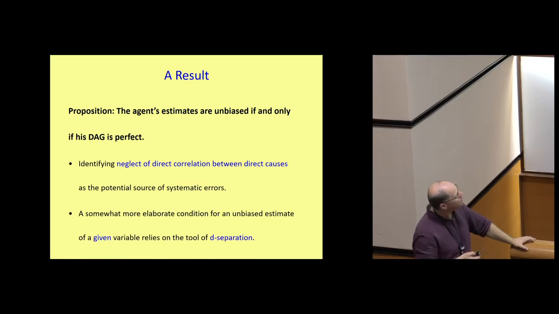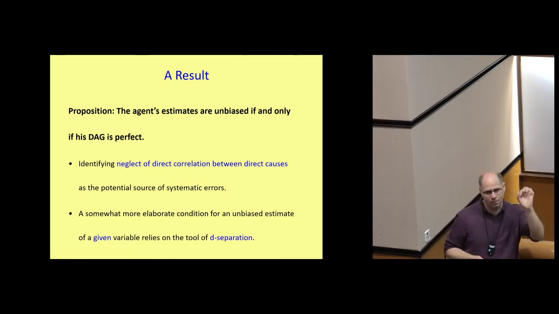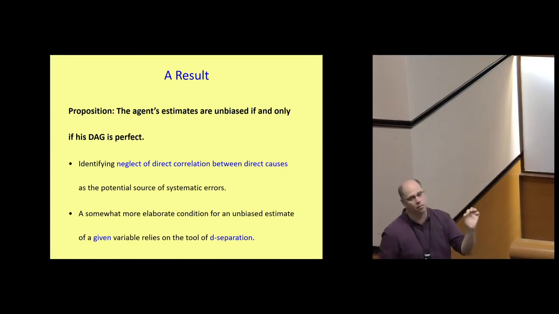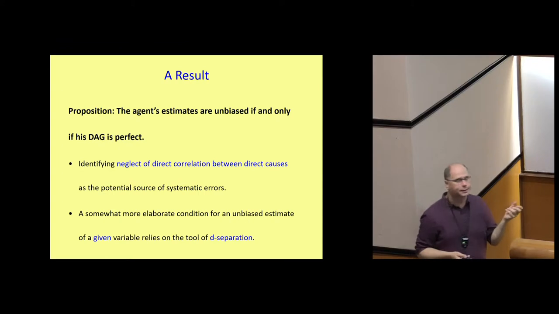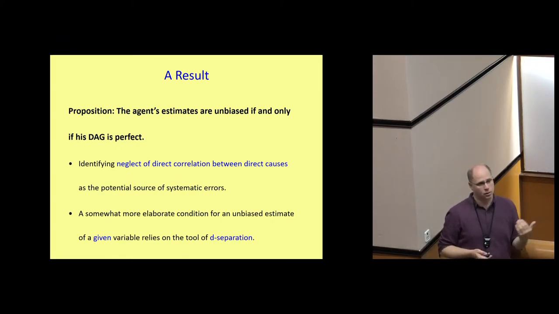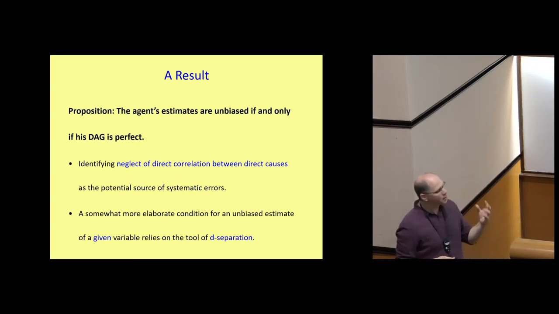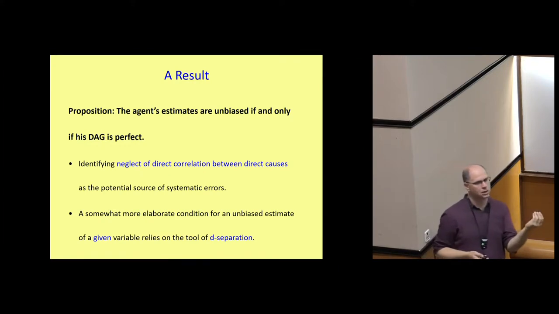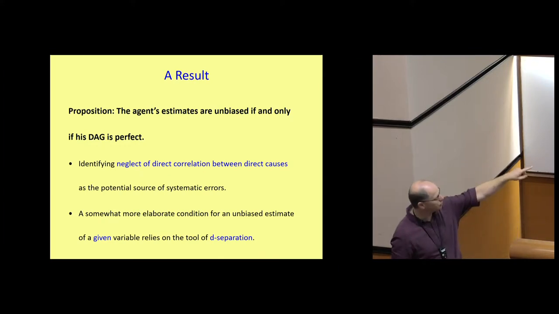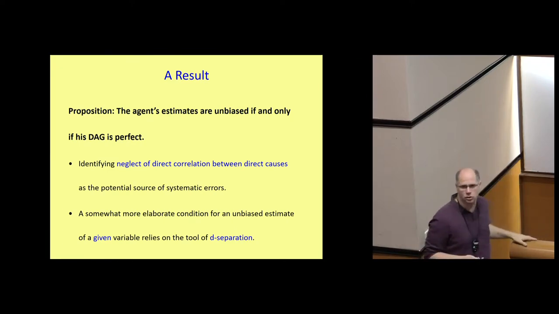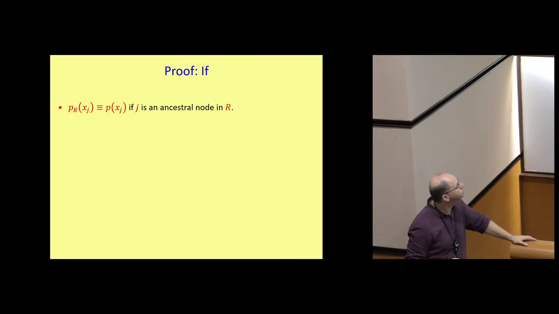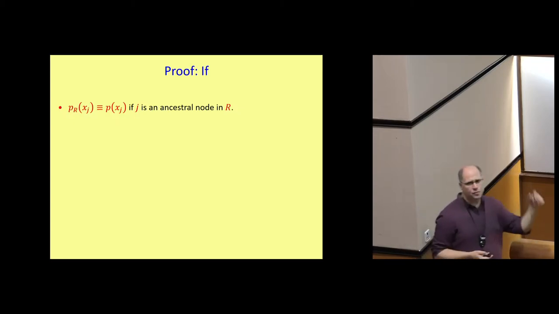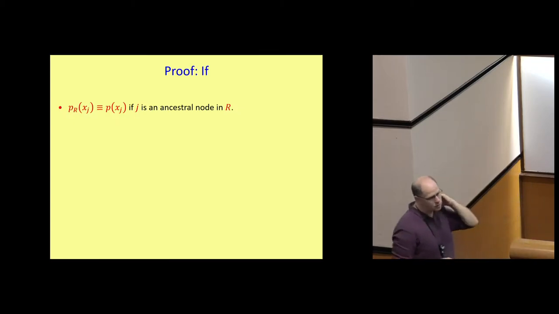And again, if I was only interested in beliefs about a specific variable, not about all variables, then there would be a more elaborate condition that relaxes perfection. The graph wouldn't have to be perfect, but there would be some restriction on the immoralities, and it actually relies on the tool of d-separation that I mentioned last time. But we won't have time to present that today. The if part is absolutely trivial once you have those tools.